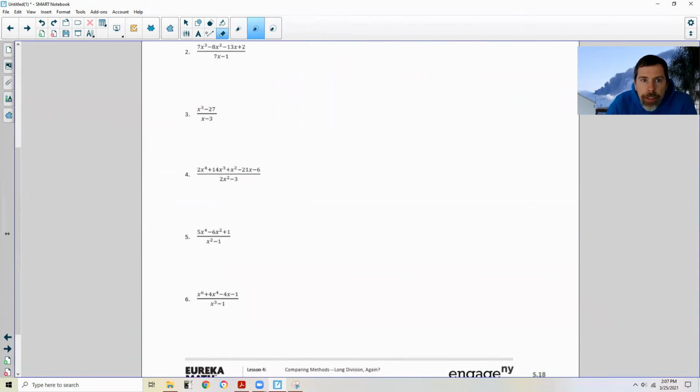Get this out of the way. All righty, number 2. 7x minus 1, dividing 7x cubed minus 8x squared minus 13x plus 2. And we're dividing. Obviously, 7 goes into 7 once. I have an x cubed. I have an x. I need an x squared.